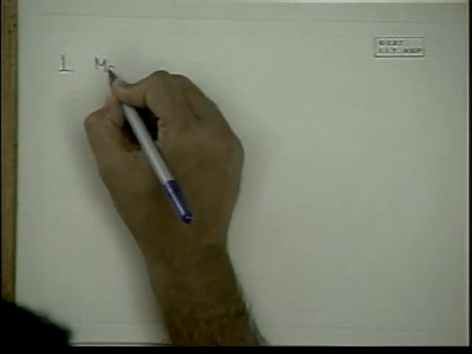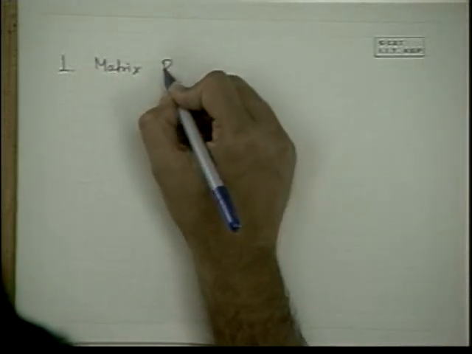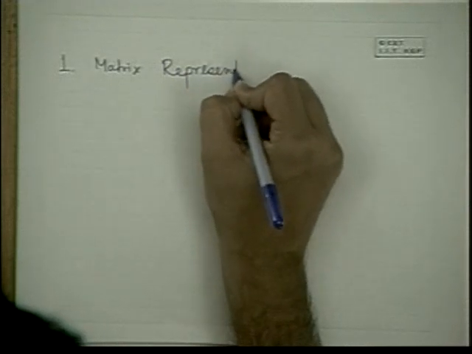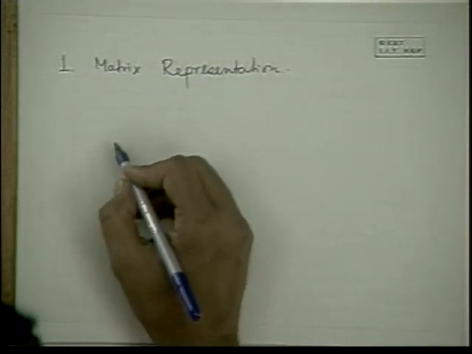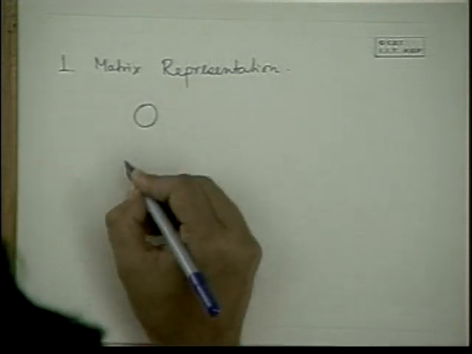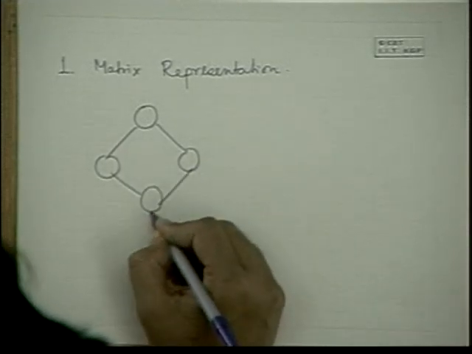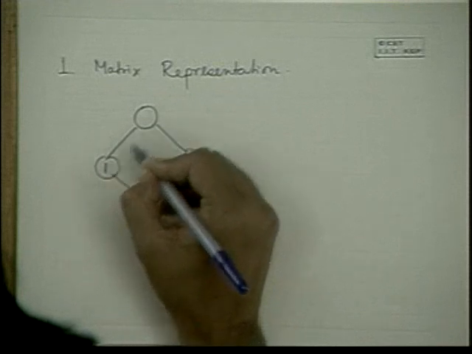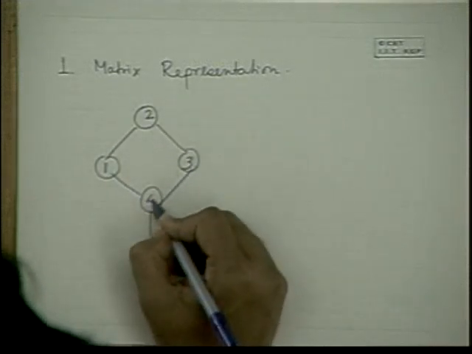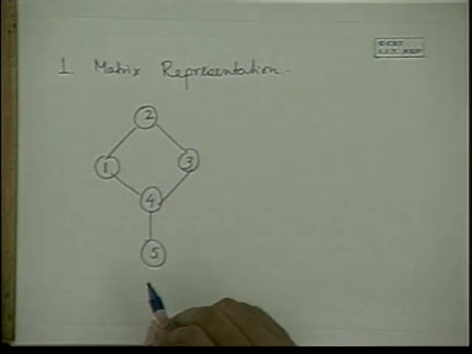Now we have this abstract or mathematical definition of graphs. The question comes: how do you represent this graph inside computers? Basically there are two representations. One representation is called the matrix representation, or adjacency matrix representation. How do you represent this? Let me take an example. Suppose this is a graph, with nodes 1, 2, 3, 4 and 5.